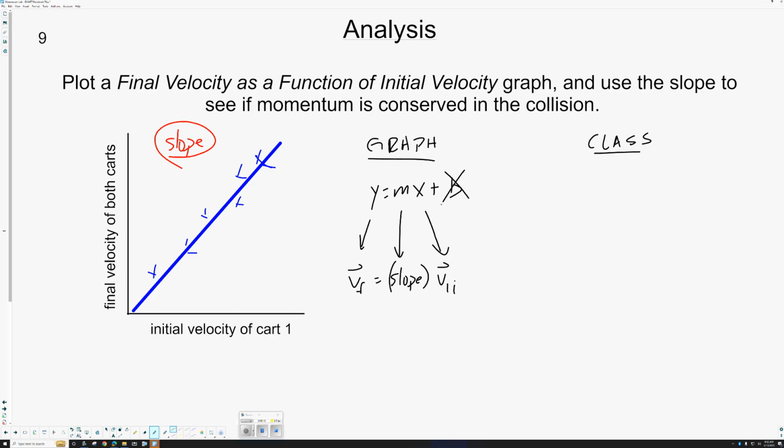So here's the equation that demonstrates this graph. Vf is equal to the slope times V1i. That makes some sense, right? There's a linear relationship between Vf and Vi. We can see that by the straight line graph.